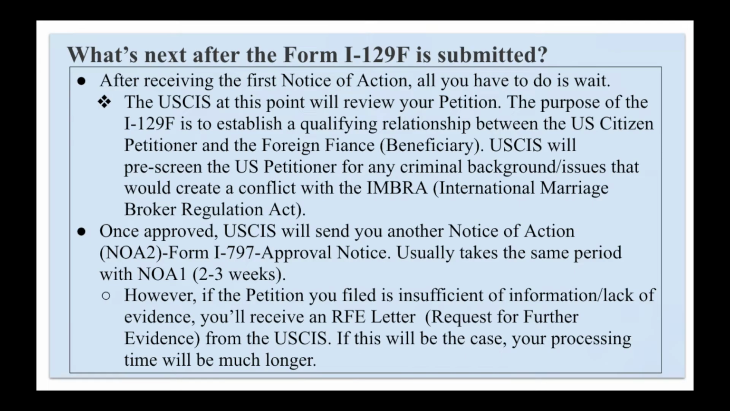After receiving the first Notice of Action, or NOA1, all you have to do is just wait. The USCIS at this point will review your petition. The purpose of the I-129F is to establish a qualifying relationship between the U.S. citizen petitioner and the foreign fiancé beneficiary. USCIS will pre-screen the U.S. petitioner for any criminal background or issues that would create a conflict with the IMBRA, or the International Marriage Broker Regulation Act.